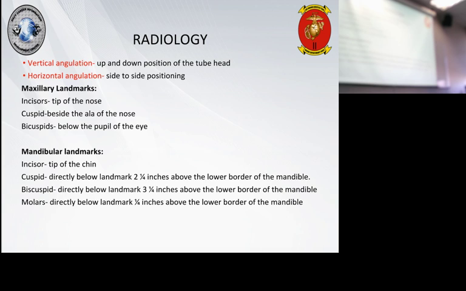All right, you have vertical angulation. We're going to place the camera up and shoot down. And you have horizontal angulation, that's side-to-side position. Maxillary landmarks, okay? Your incisors, your cuspid, and your bicuspids. Your mandibular landmarks, your incisors, cuspid, bicuspid, and molars.